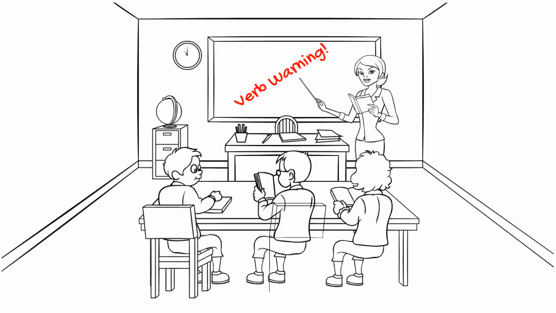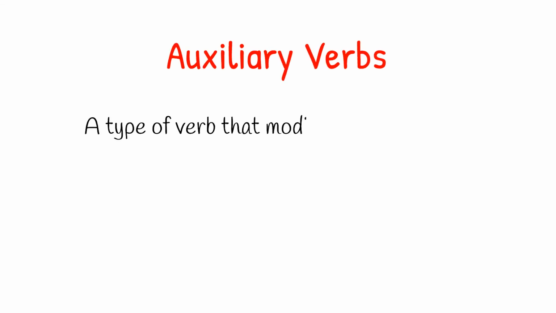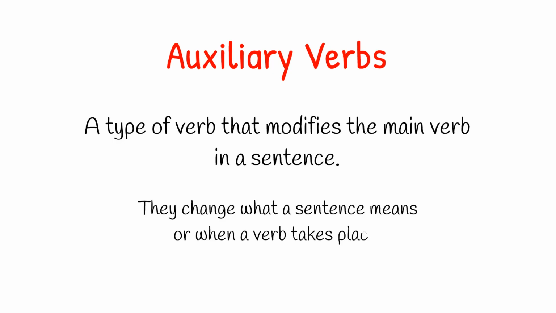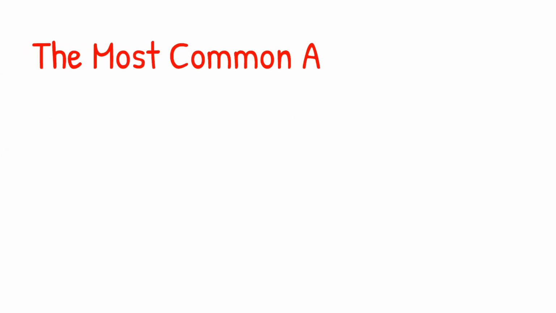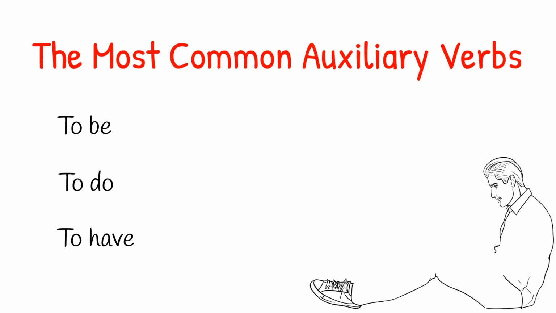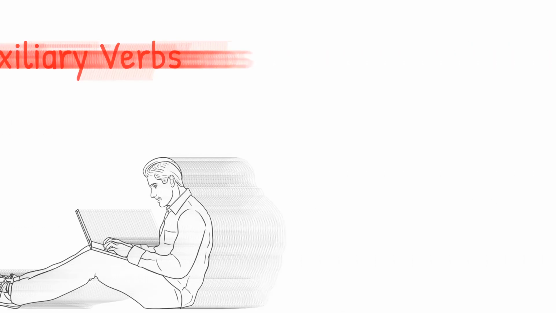Joking aside, what are auxiliary verbs? Auxiliary verbs are a particular type of verb that modify the main verb in the sentence. They couple with the main verb to change what the sentence means or when it takes place. The most common auxiliary verbs you're going to see are the verbs be, do, and have, and their different forms.